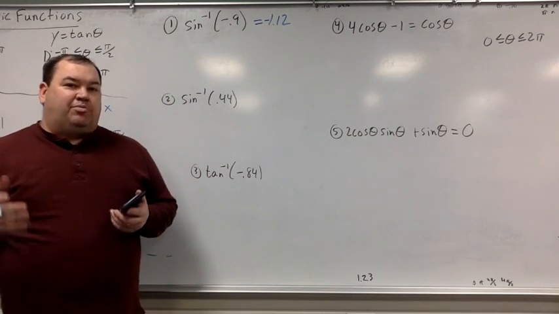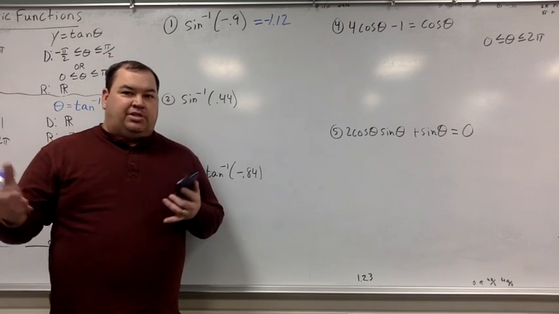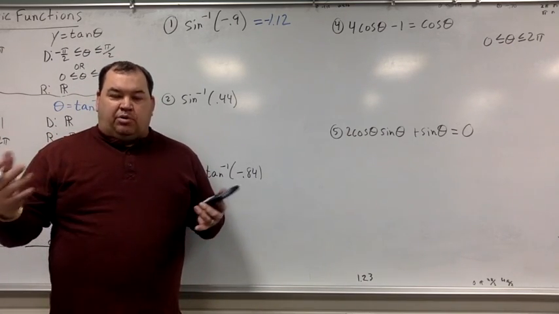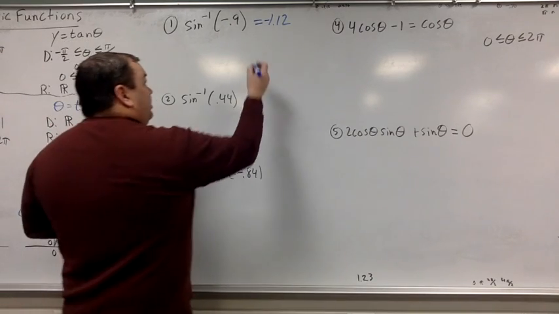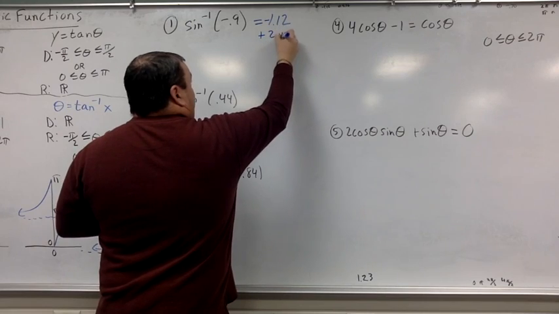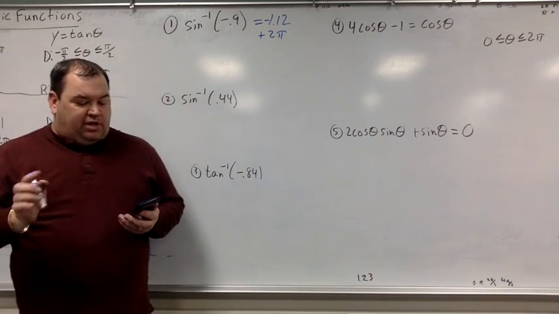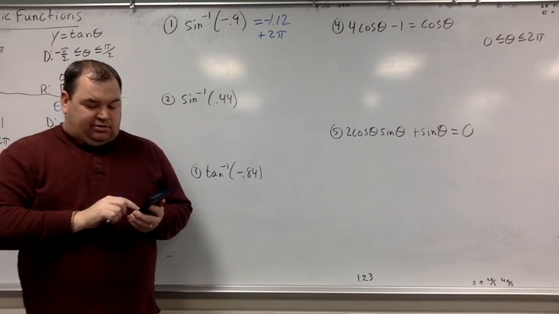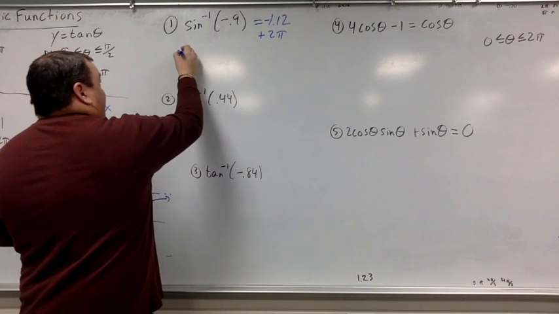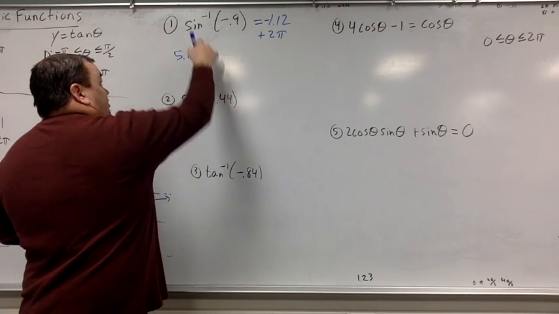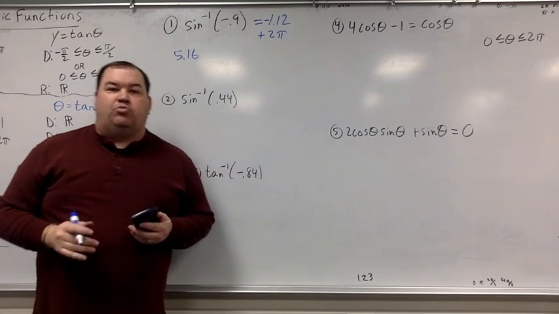Now here's the problem. That's not on my unit circle. It's not between 0 and 2 pi, what we're used to dealing with. So I'm going to make an adjustment to this, and I'm going to add 2 pi to it. That's one revolution around my unit circle. So if I add that on, I'm now sitting at 5.16. So that value shows up at 5.16 radians.